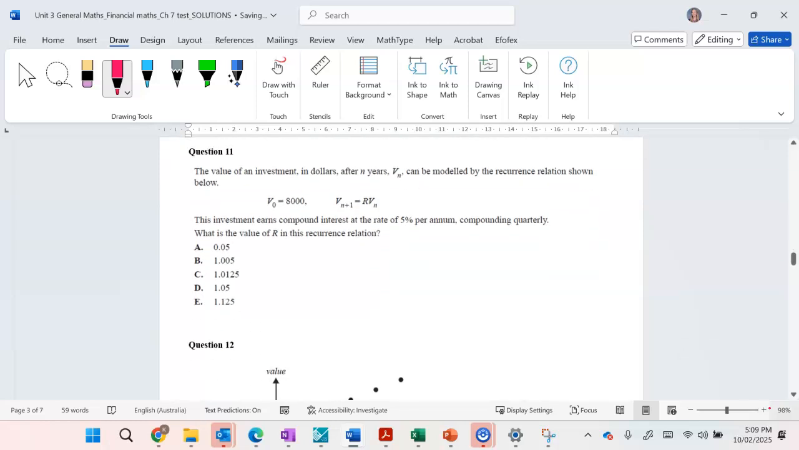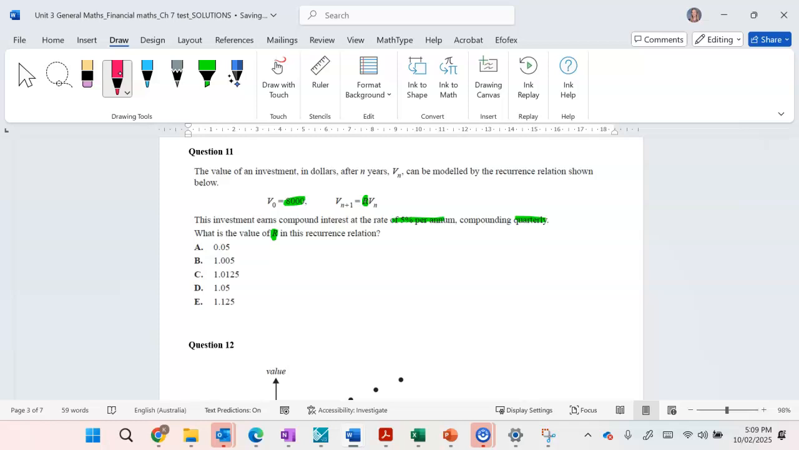All right, question 11. The value of an investment in dollars after n years can be modeled by the recurrence relation shown below. So this is our initial investment, and we don't know what R is. I guess we probably have to work that out. This investment earns compound interest at the rate of 5% per annum, compounding quarterly. What is the value of R?